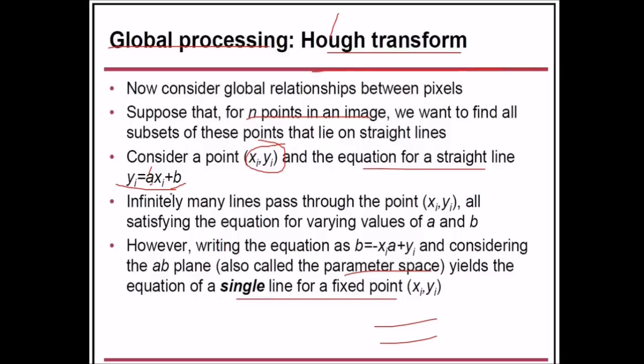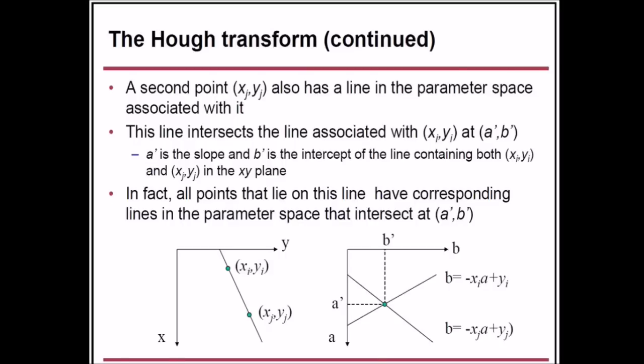We have just changed it, and now for us this ab is a plane, not xy. Now this can only be a single line. Now a second point xj, yj also has a line in the parameter space associated with it. This line intersects the line associated with xi, yi at a certain a',b', where a' is the slope and b' is the intercept of the line joining xi, yi and xj, yj in the xy plane.